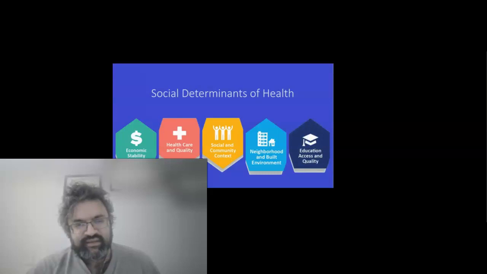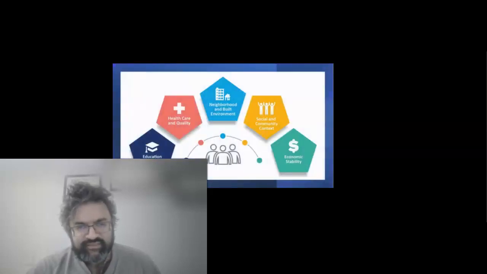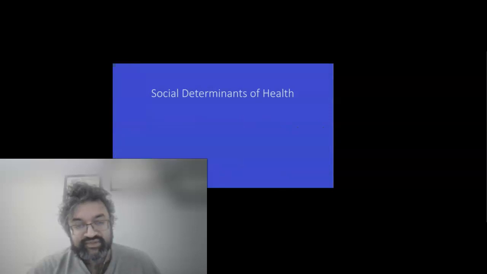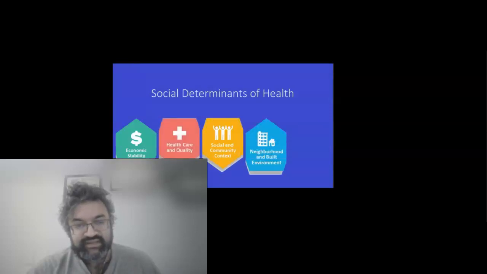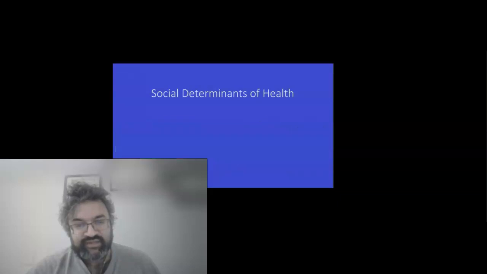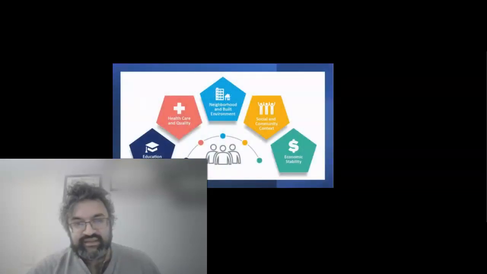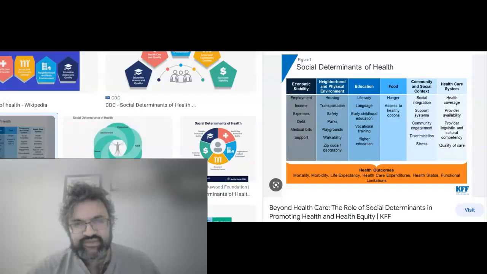And then if you have healthcare and quality, that's also there. Social and community context, neighborhood and built environment, and the education access and quality. And if you go back to the social determinants of health, some of these actually change. So I'm taking a look at the right. Yeah, this was created by KFF. KFF is who makes this. And economic stability, there's some here.